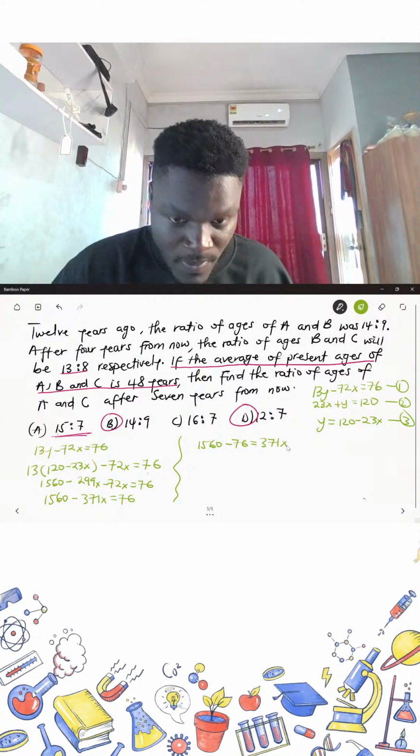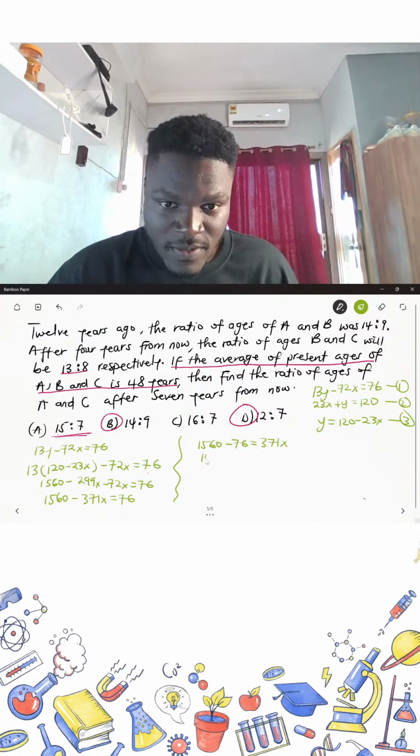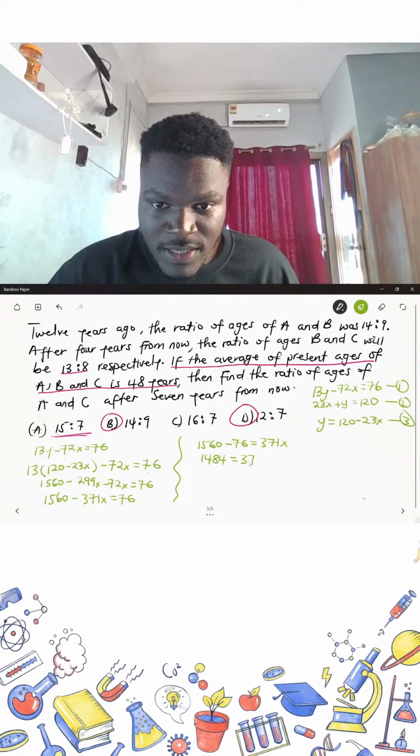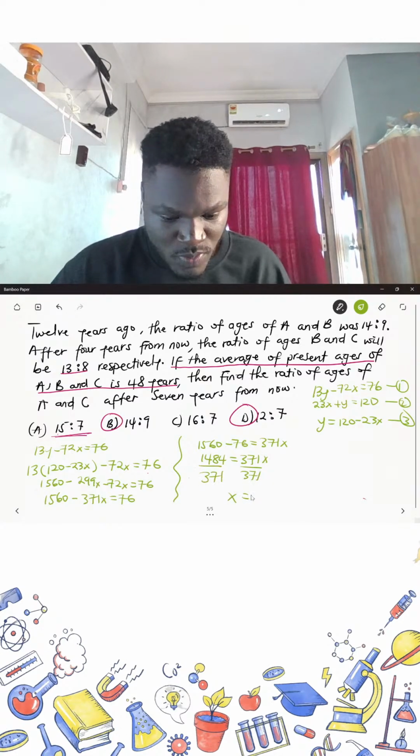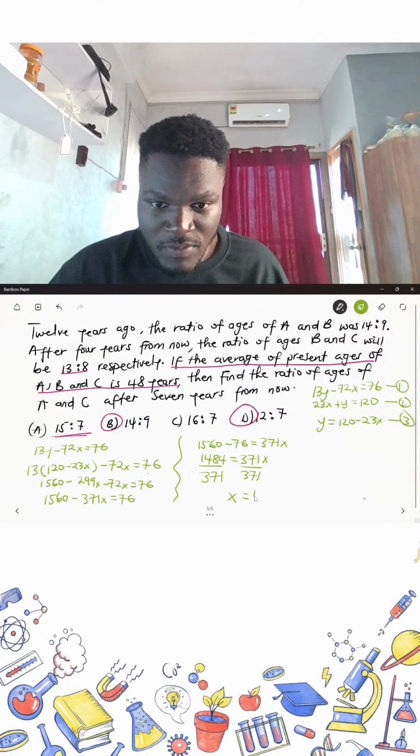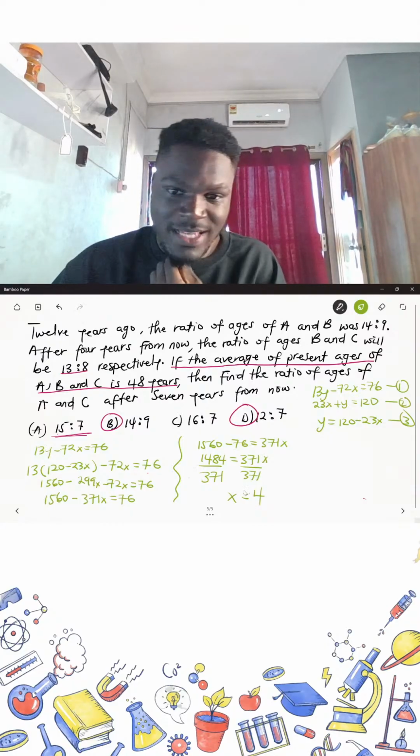So 1560 minus 76 will give me 1484 is equal to 371x. So I divide both sides by 371. Therefore, my value of x will be this divided by 371, and that will give me 4. So the value of my x will be 4.